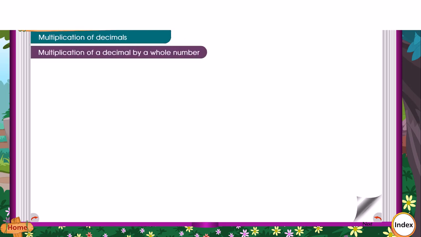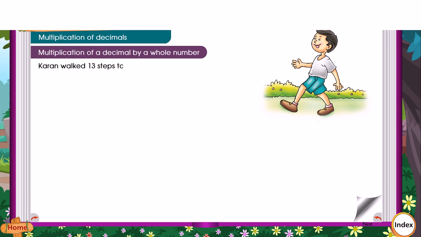Multiplication of decimals. Multiplication of decimals by a whole number. Karan walked 13 steps to his room. Each step measured 1.25 meter. What is the total distance to the room?